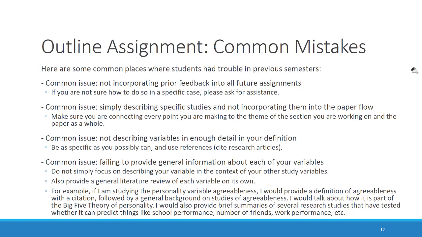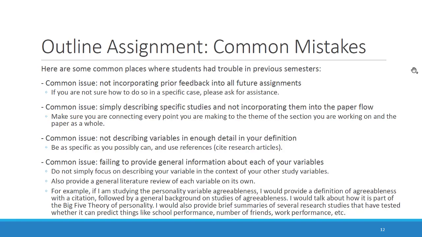Another common issue is not describing variables in enough detail when you're defining your variables. So try to be very specific when you're describing or defining your variables, and use references, so cite research articles when you're doing so. Something might seem very straightforward to you. Let me think of an example. Let's use the variable of job performance. How do you define job performance? Well, it's the degree to which you perform your job tasks successfully, right?